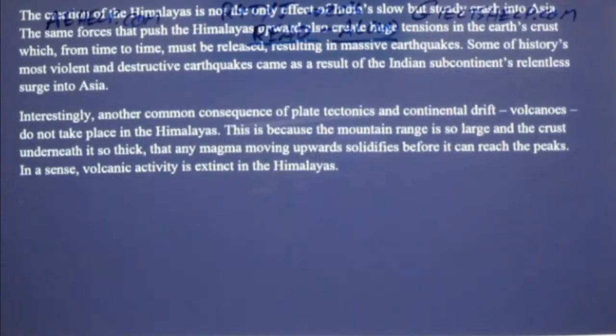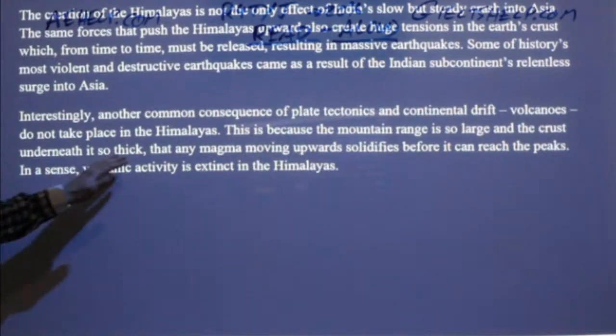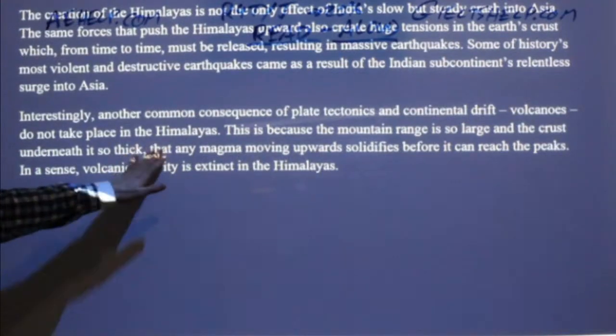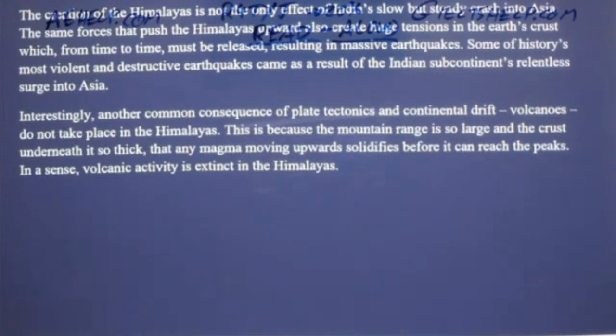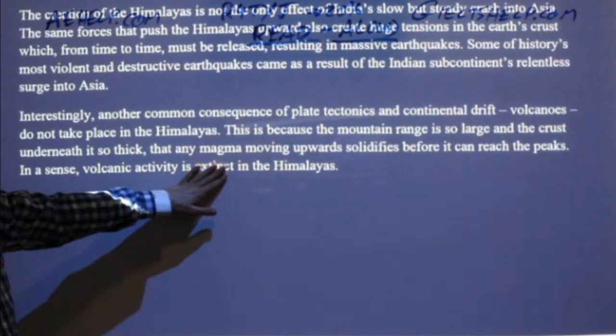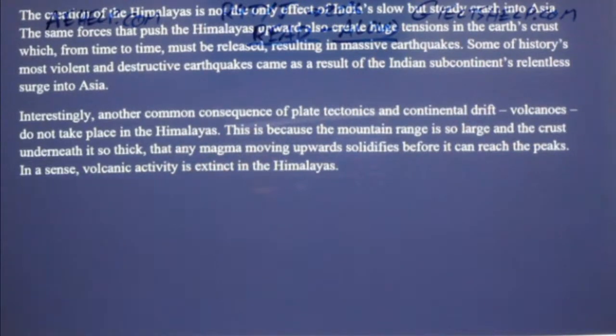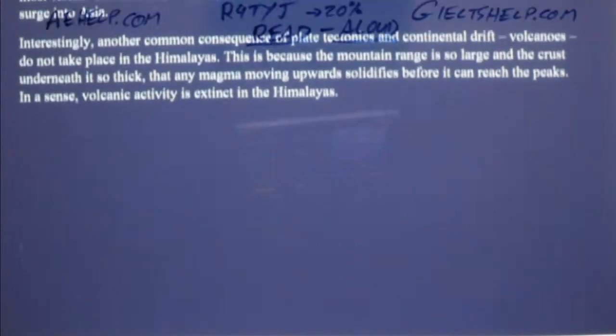Interestingly, another common consequence of plate tectonics and continental drift, volcanoes, do not take place in the Himalayas. This is because the mountain range is so large and the crust underneath is so thick that any magma moving upwards solidifies before it can reach the peaks. In a sense, volcanic activity is extinct in the Himalayas.